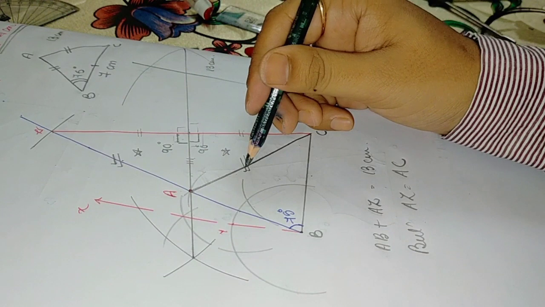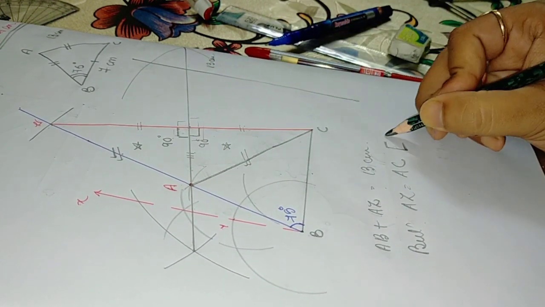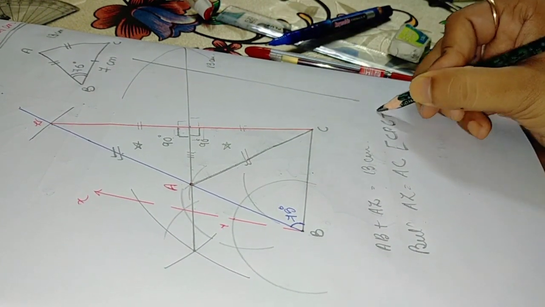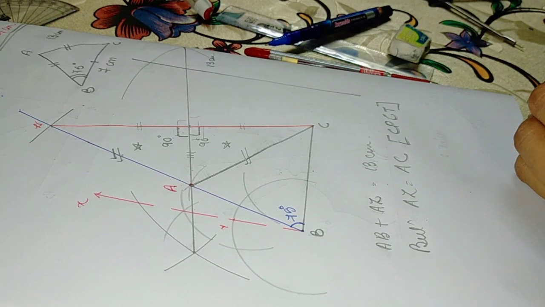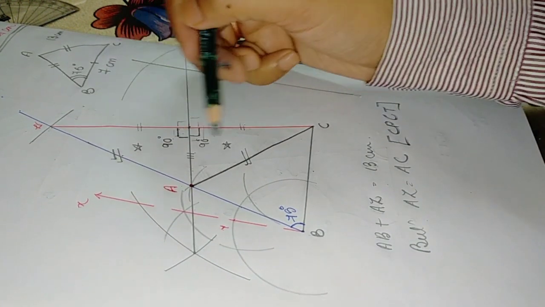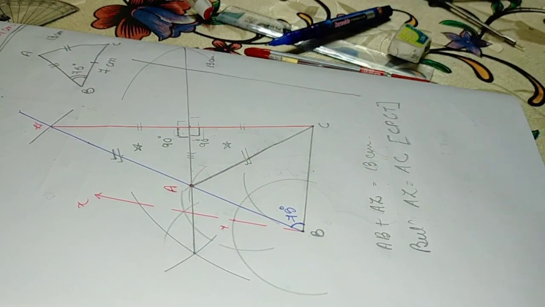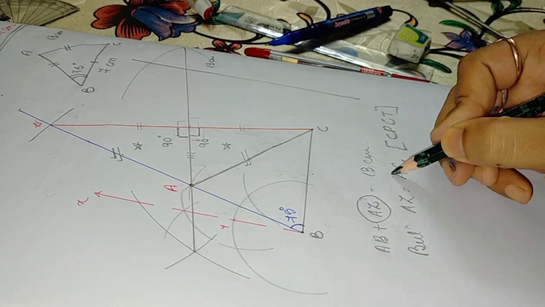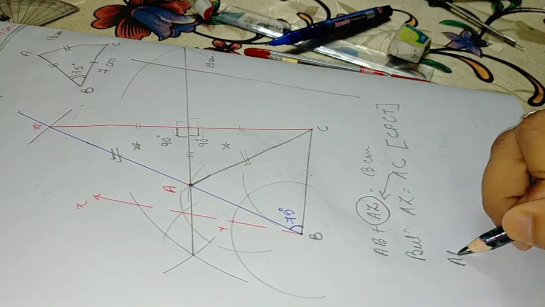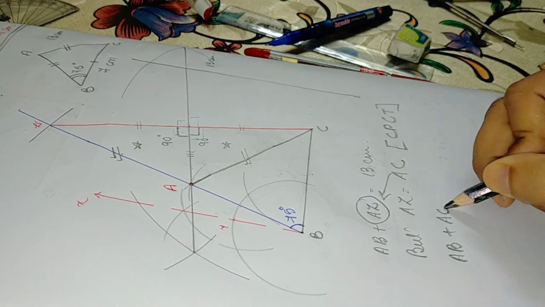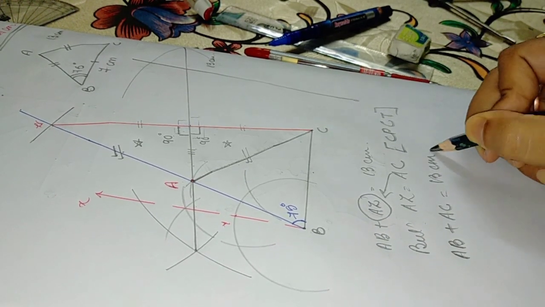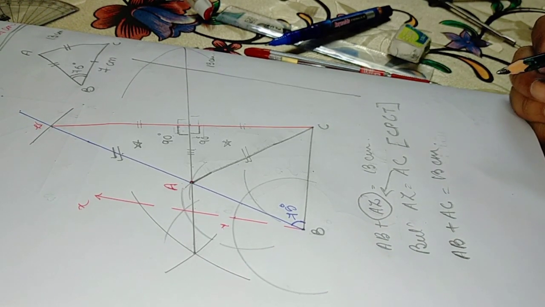These two sides are both equal. Why are they equal? By the congruence, isn't it? Now if these two sides are equal, can I write in place of AZ, can I write AC? Yes, AB plus AC will also be equal to 13 centimeter, isn't it?